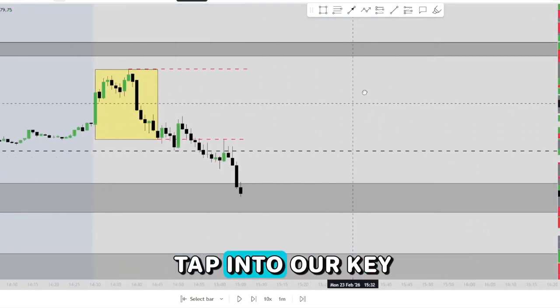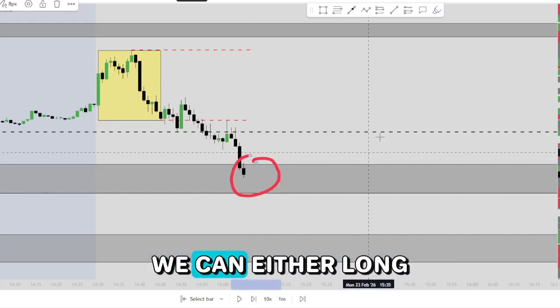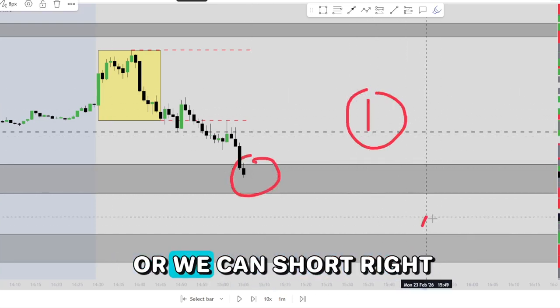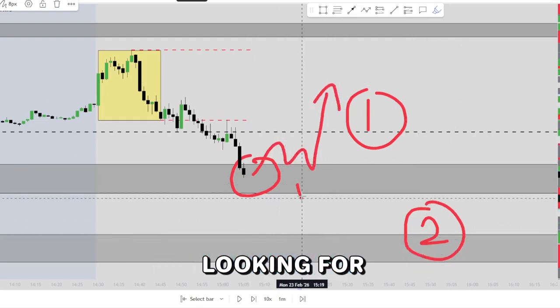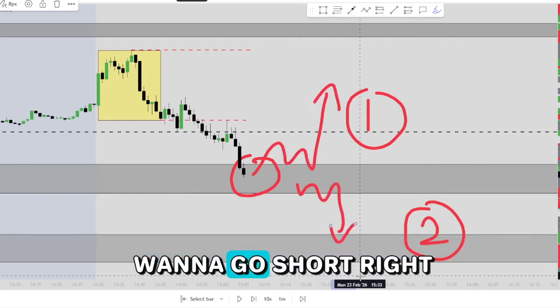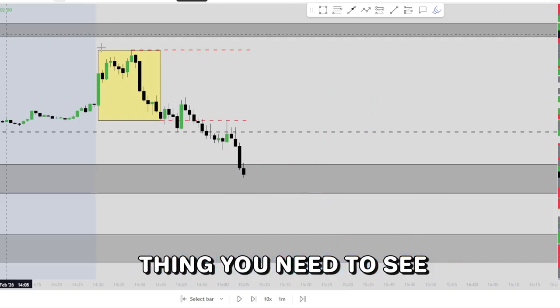So now that we tap into our key level, there's only two things that can happen. We can either long or we can short. This is what we're looking for. Do we want to go long or do we want to go short? This is the only thing you need to see.